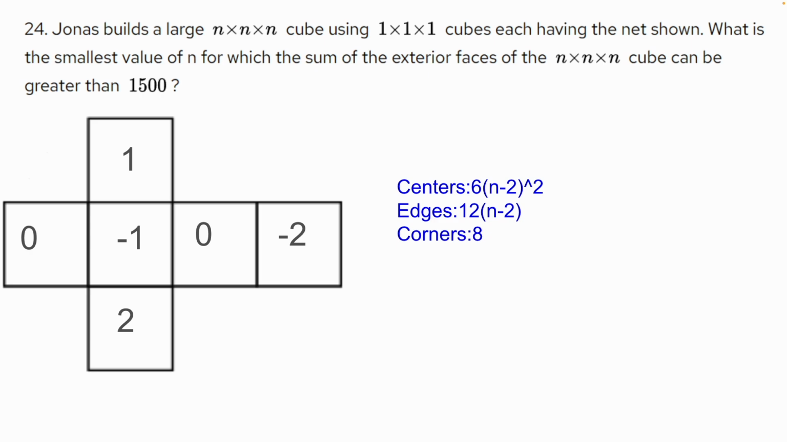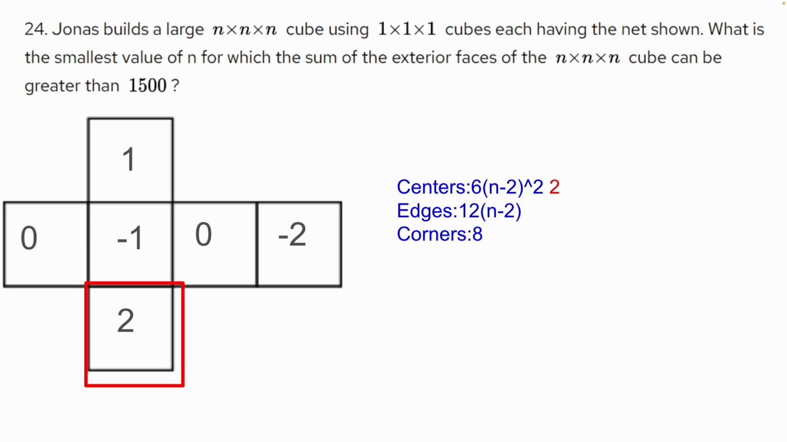So now we know how many of each piece there's going to be on a cube. So how much are each of the pieces worth? If we look at a center piece, the largest number we have on this net is a 2. So a center piece is worth up to 2 points. And because we're looking for the smallest value of n, let's assume the largest possible value for all of these pieces. On an edge piece, we're going to need to include 2 of these faces.